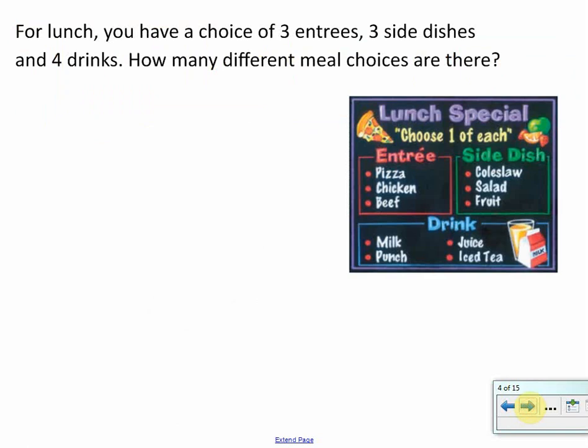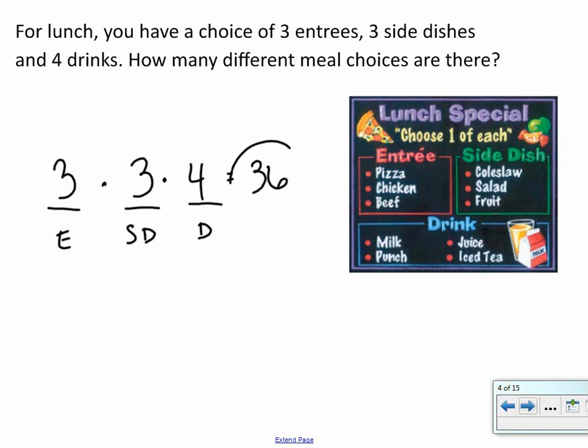For lunch, you have a choice of 3 entrees, 3 side dishes, and 4 drinks. How many different meal choices are there? So again, here we can use the fundamental counting principle. I have E for entree, SD for side dish, and D for drink. I have 3 different entrees, 3 different side dishes, and 4 different drinks. So using the fundamental counting principle, I can just multiply those together, and that gives me a total of 36 different lunch combinations. Now that was a lot easier than having to draw a tree diagram for each one. Saved myself a lot of time.